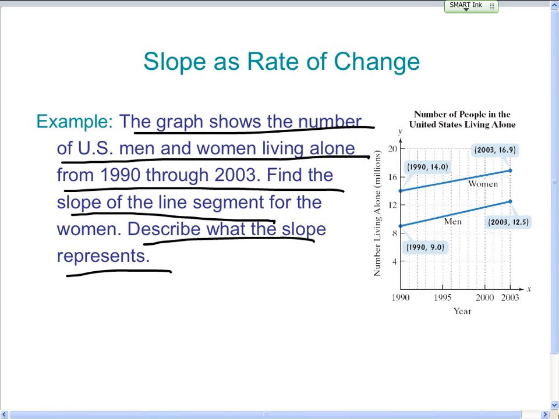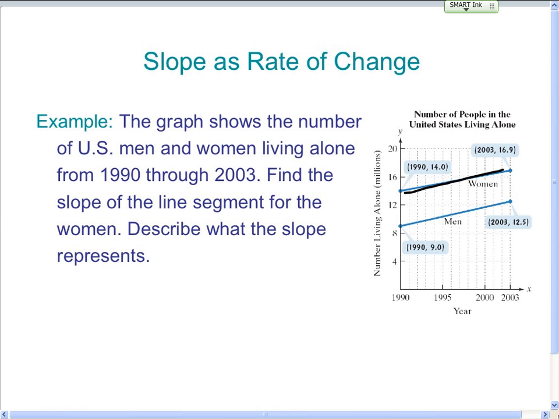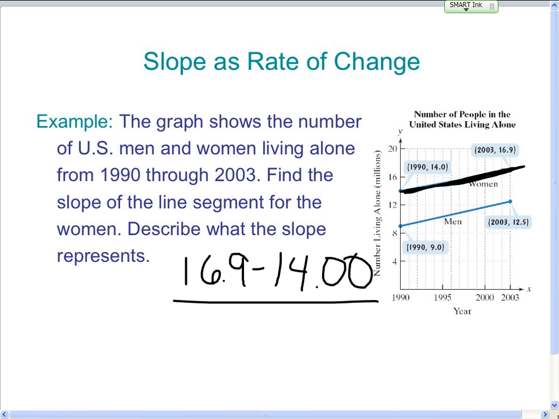So we need the slope of the line for women, and that's this one right here. Okay, so we take our y values and subtract them, and we take our x values and subtract them. And I don't have a calculator handy. I'll go to the next slide in just a minute. So we'll figure out what that number is.